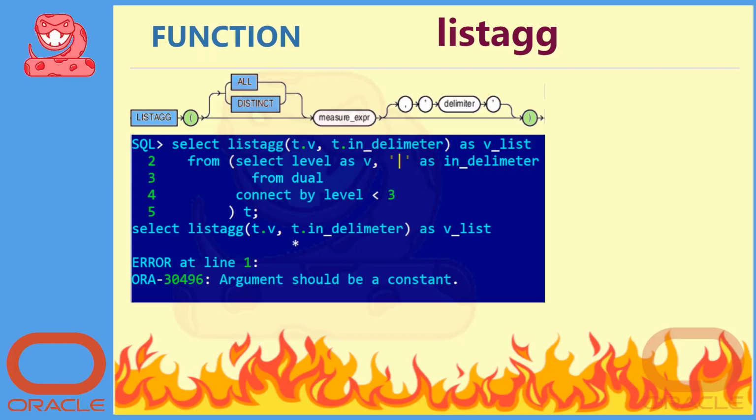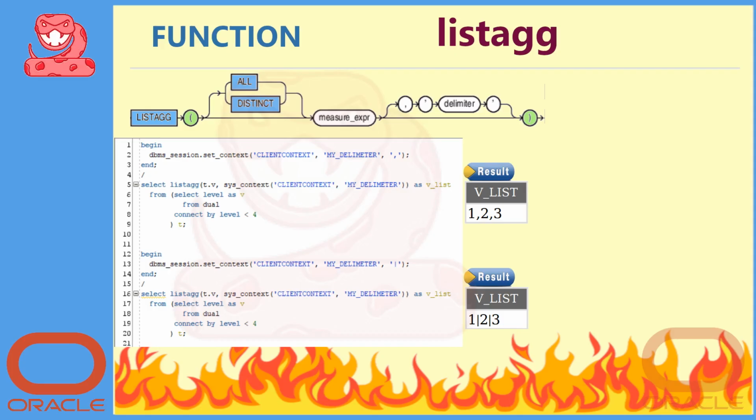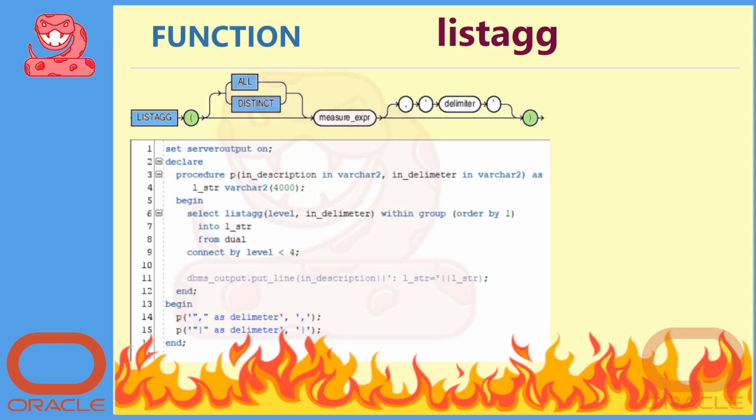There are SQL and PL/SQL implementations of the LISTAGG function. In SQL implementations, the delimiter needs to be explicitly specified and cannot be directly read, for example, from a configuration table. As a workaround, the delimiter can be obtained from a context variable or from a PL/SQL function. In PL/SQL implementation, the delimiter can be specified using variables.